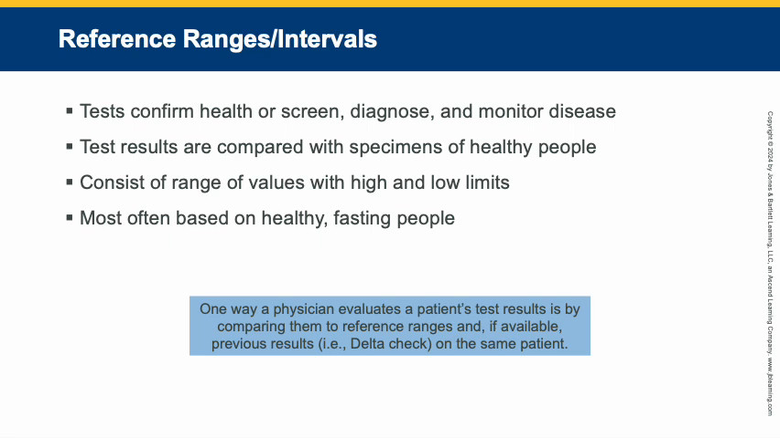Look at the blue box on this slide. It says one way that a physician evaluates a patient's test results is by comparing them to reference ranges and, if available, previous results on the same patient. So you need to know what a delta check is. Delta check means it is comparing the value that they get today with that individual patient's value.